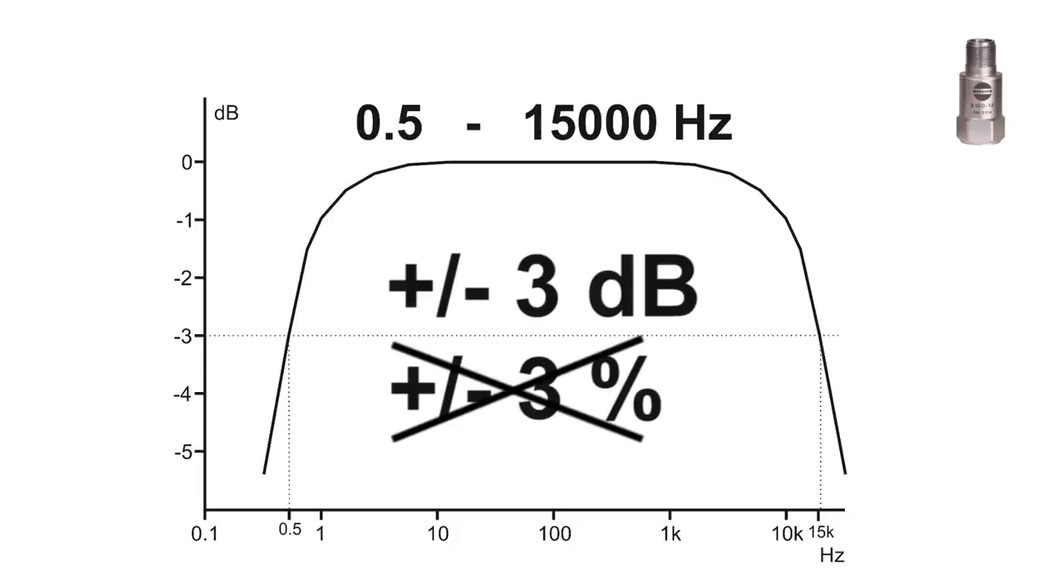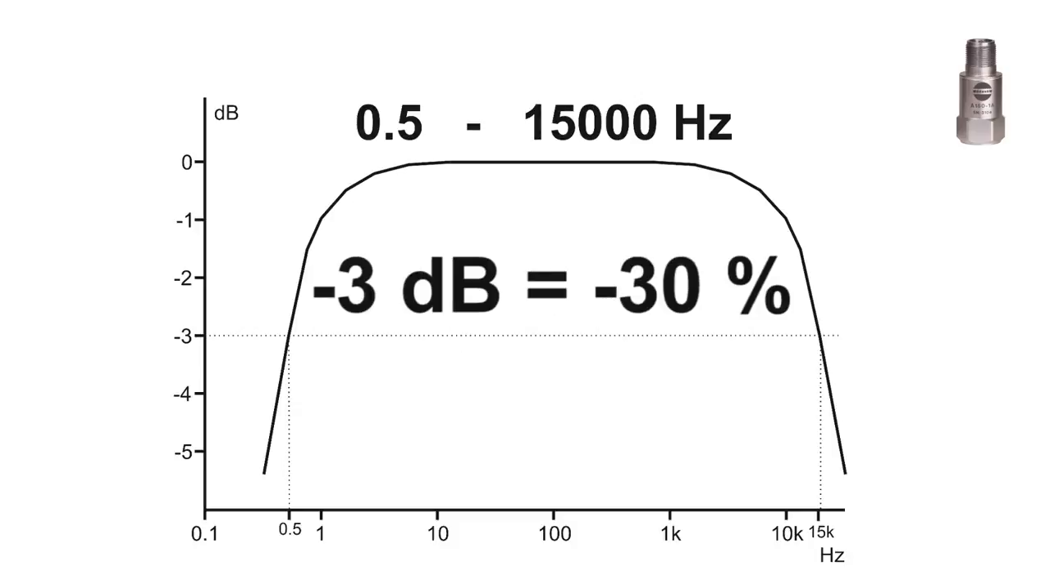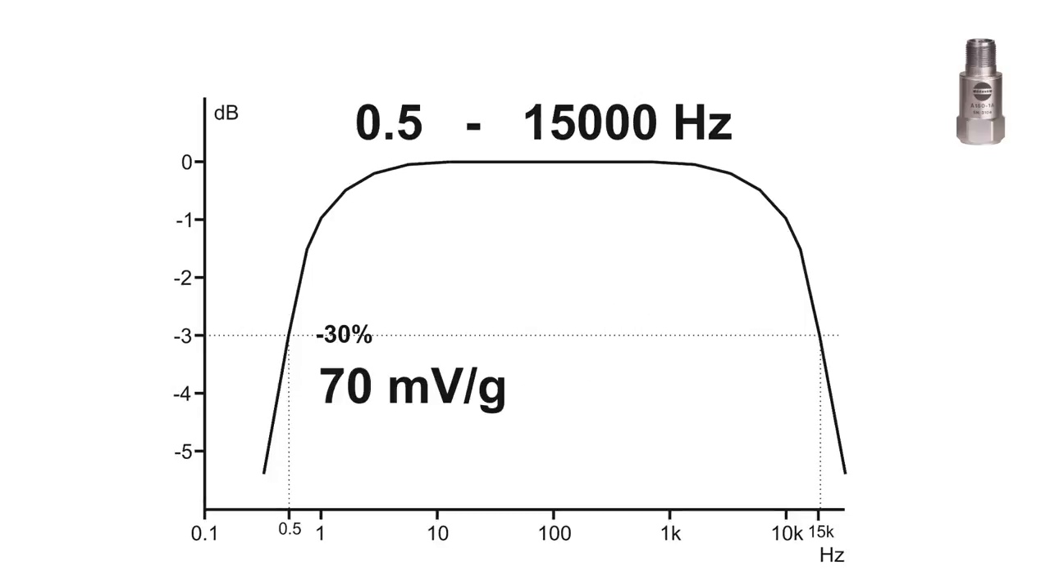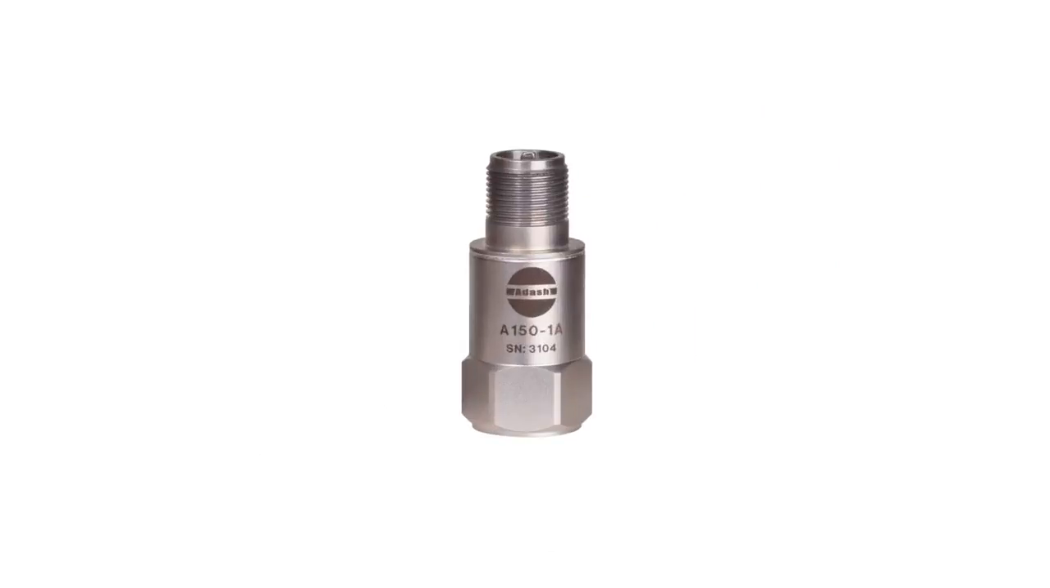The plus-minus 3 dB is much more. Minus 3 dB is minus 30%. Plus 3 dB is plus 40%. Surprised? It means that the sensitivity on half Hz is only 70 mV. But the frequency range is not the primary subject of this video.